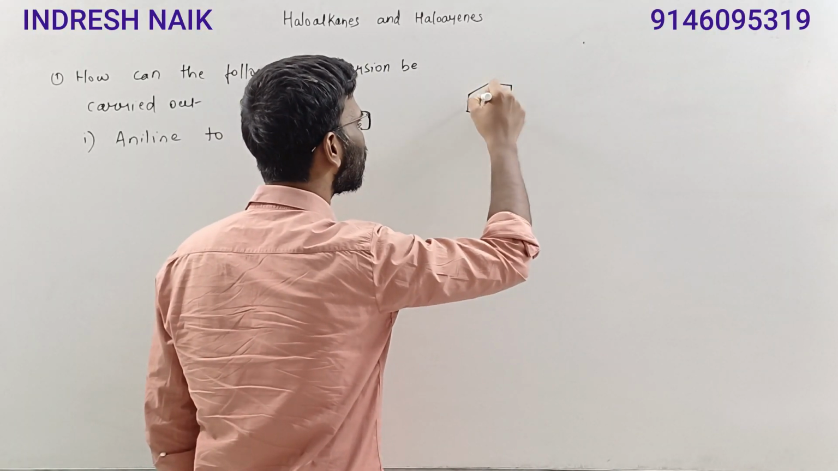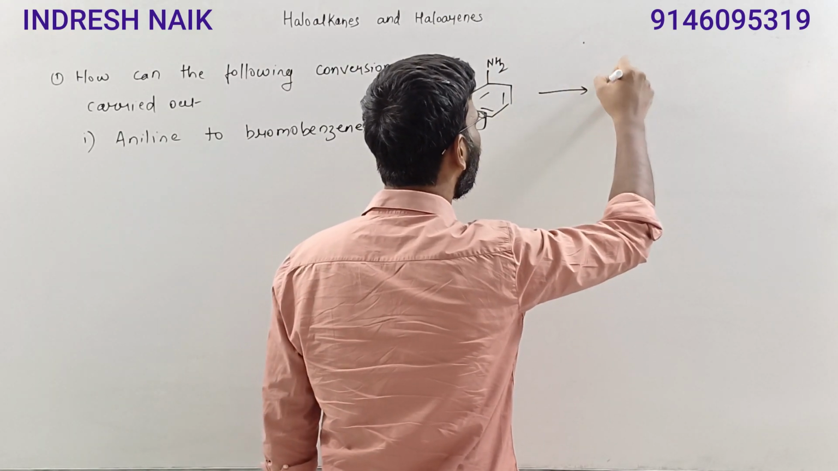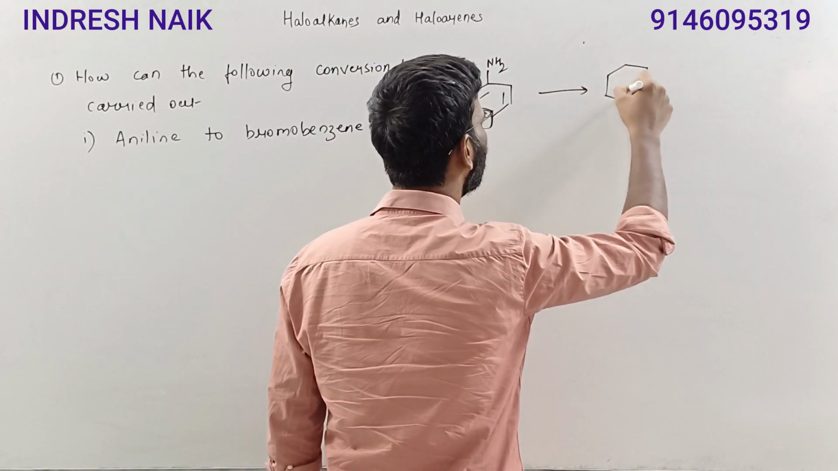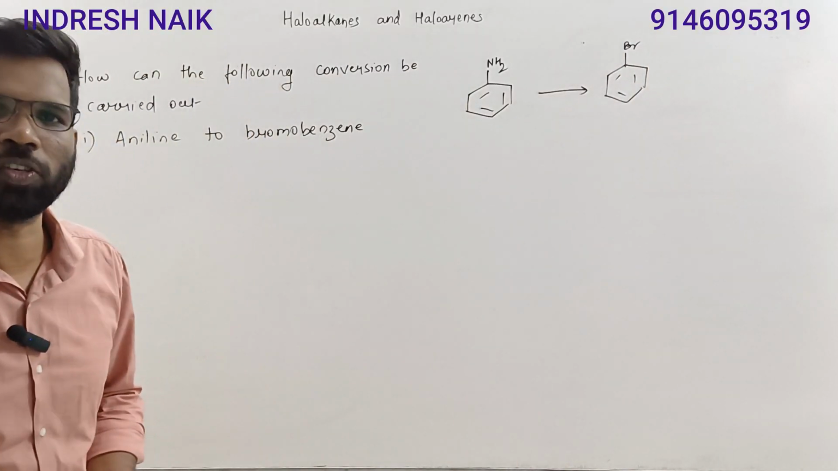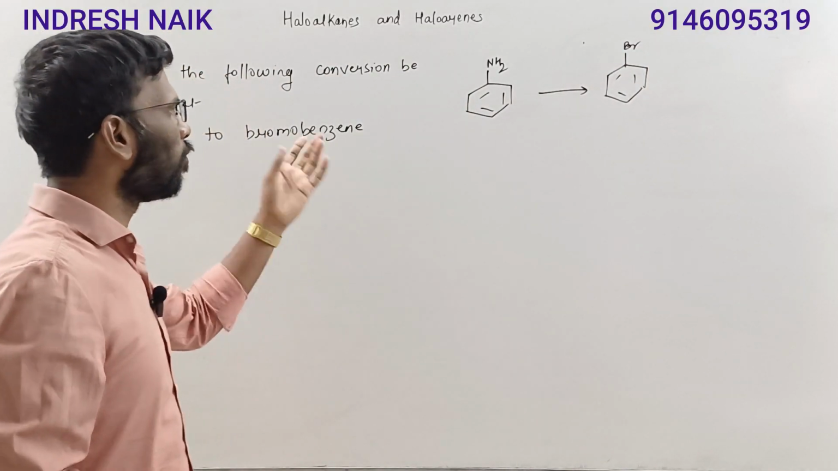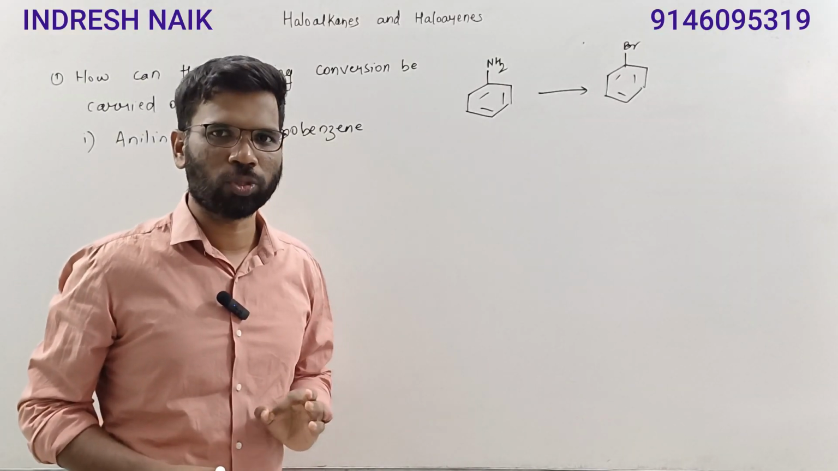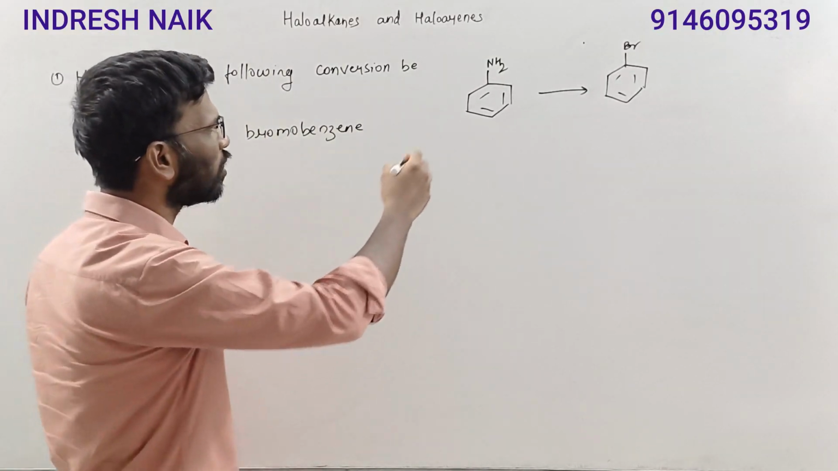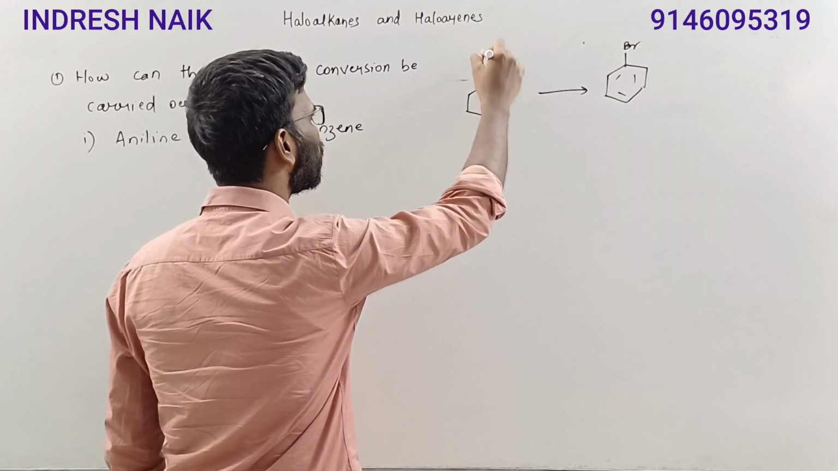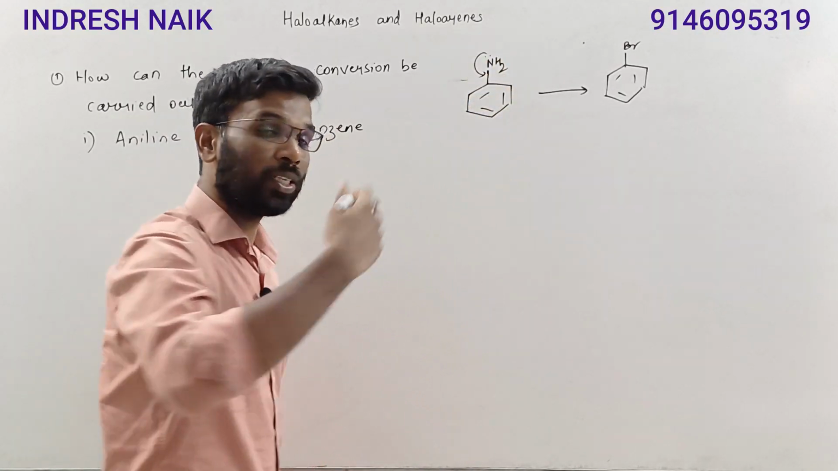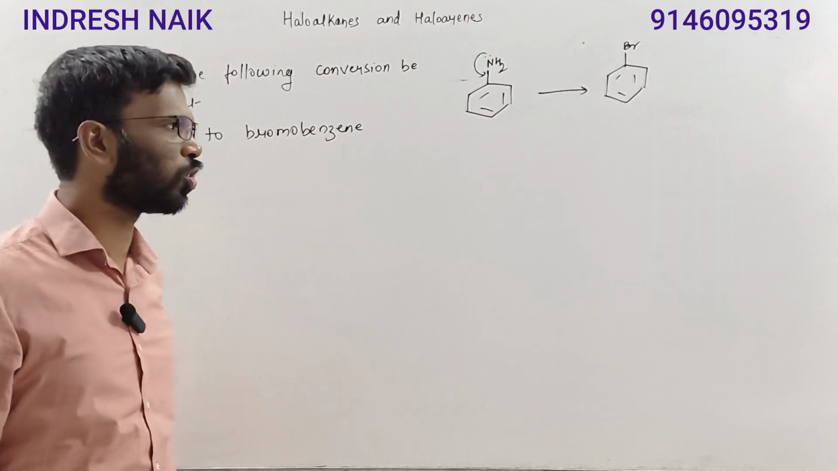The conversion is asked for this. Aniline you need to convert to bromobenzene. Now how could this conversion be carried out? First we convert aniline to benzene diazonium salt. See, remember this bond is very difficult to break because of the resonance. Partial double bond character will also be formed over here. Direct substitution of the Br is not possible over here.